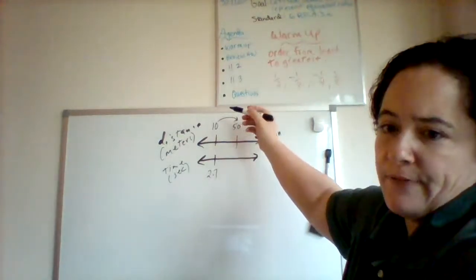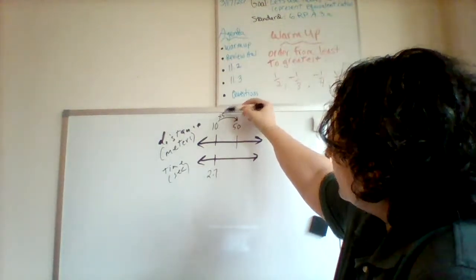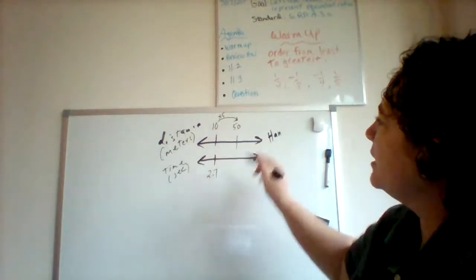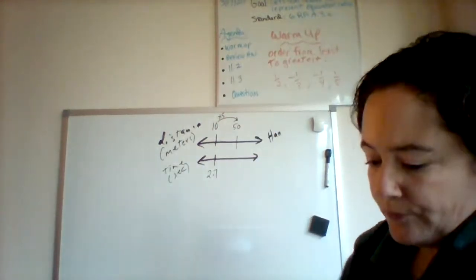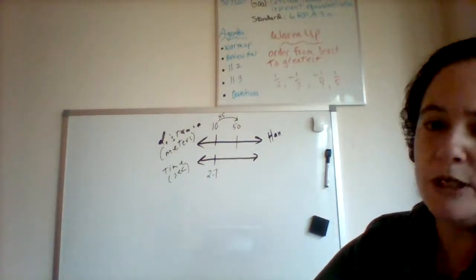Hopefully you say multiply by 5, right? That's probably why they did it quickly. That's right. 10 times 5 is 50. And if you're doing that here, remember what we're looking at. Remember what I put on the side? I put ratios. All right, we want to keep the ratio equivalent.